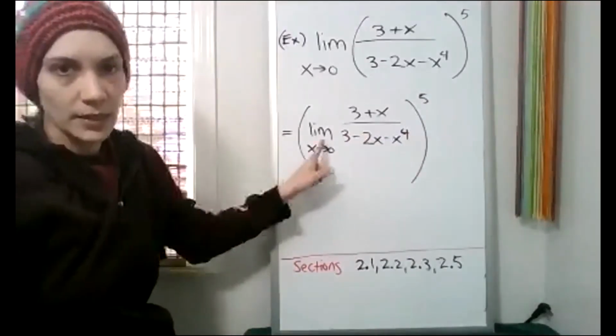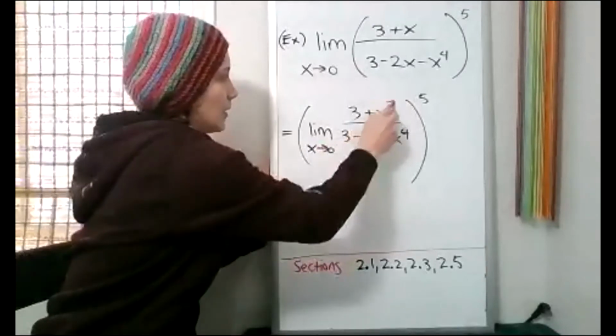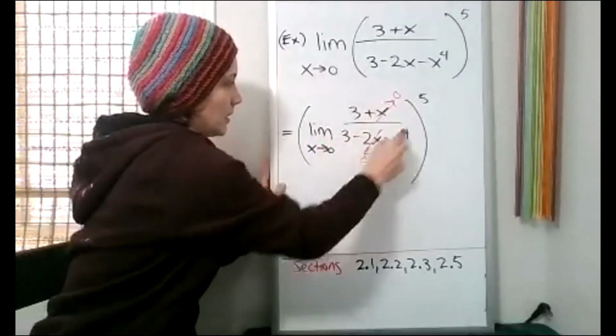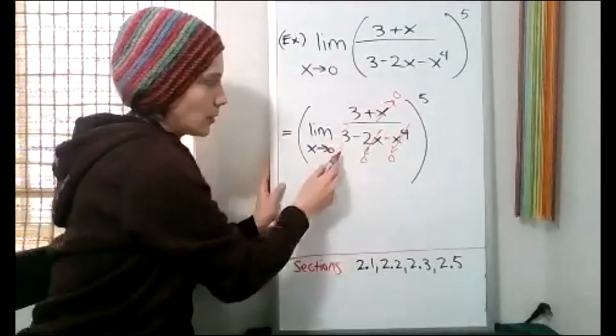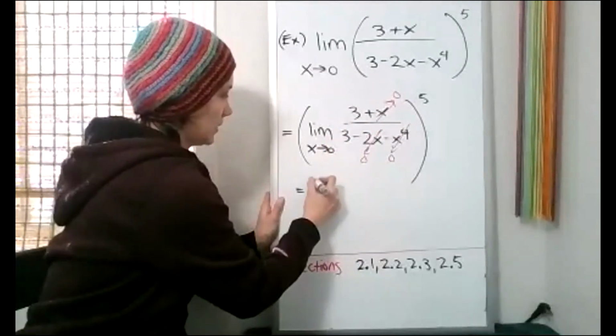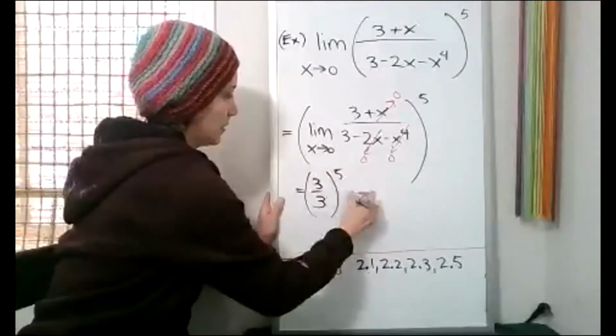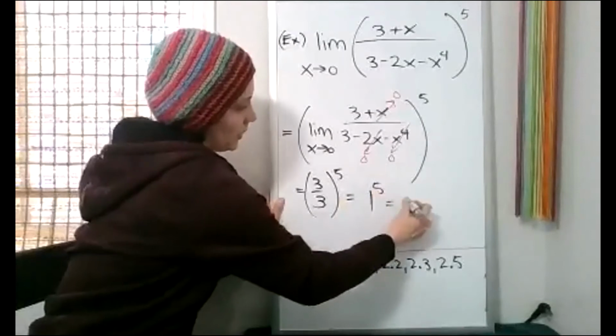And then we'll take the limit. As x goes to 0, this is a 0. This is 0. Here's 0. So 3 over 3, which will be 1, to the power 5, which is still 1.